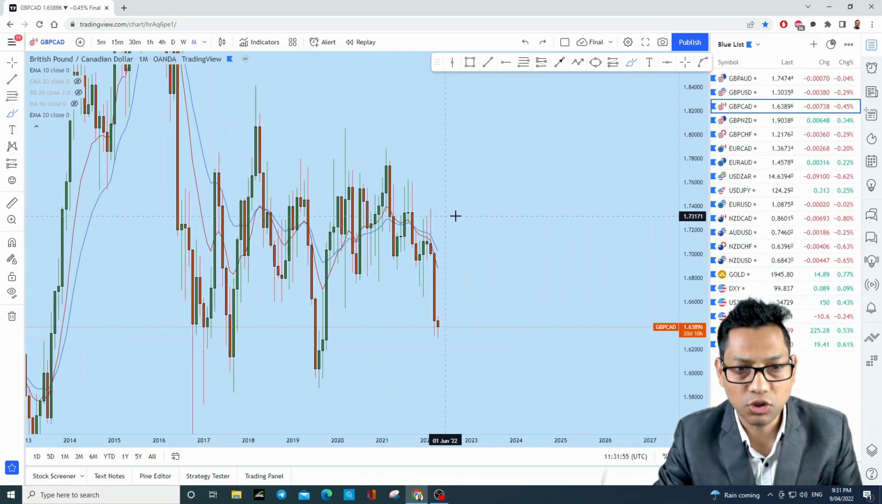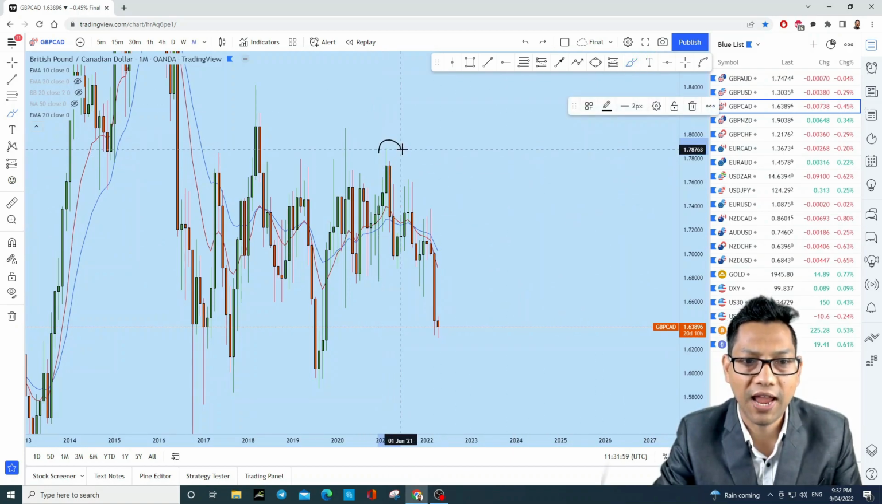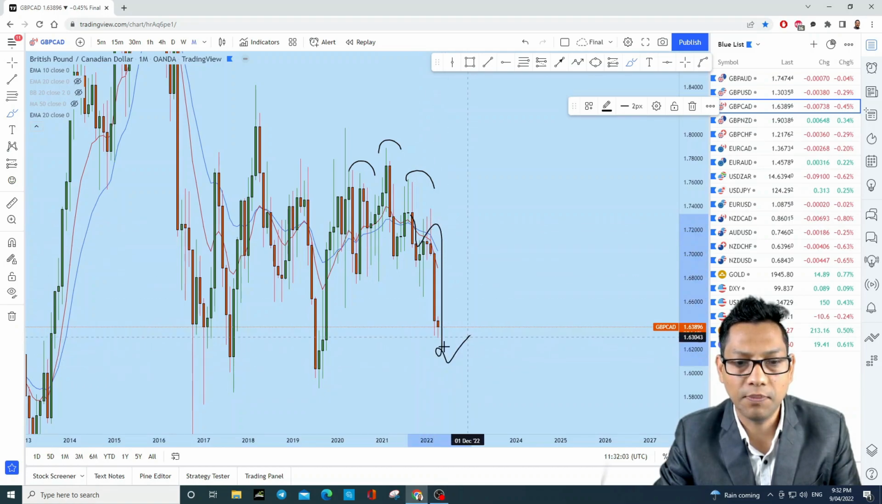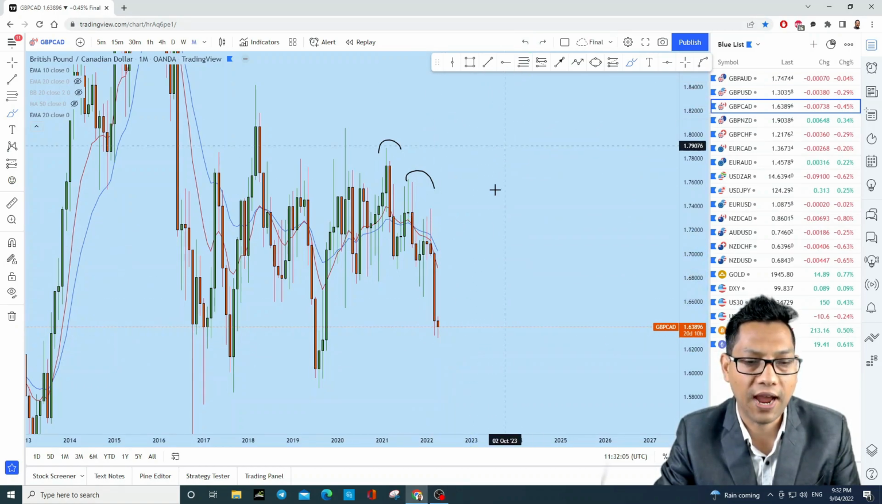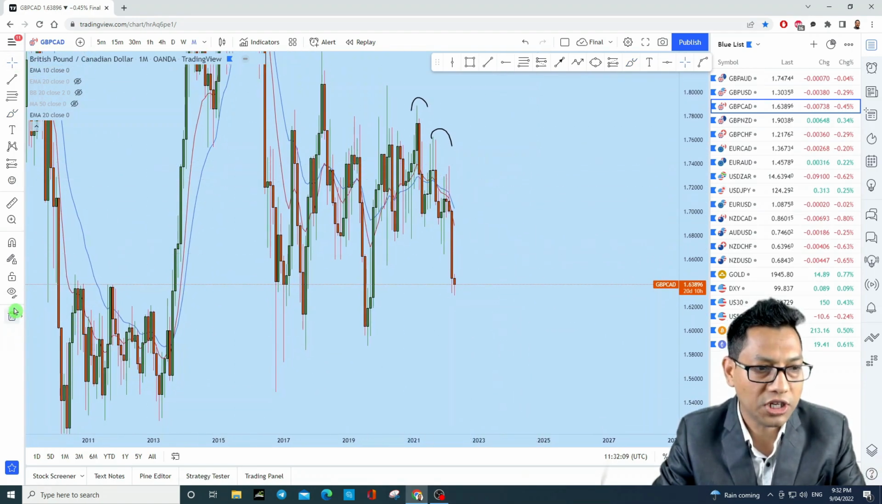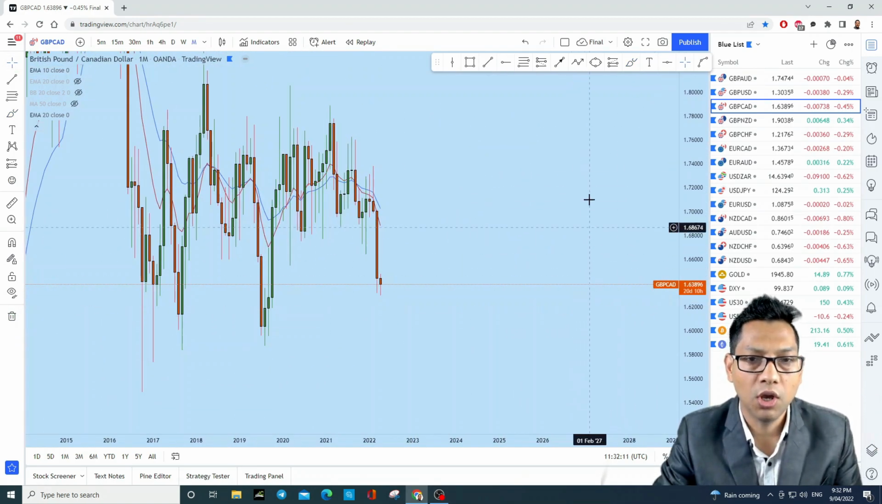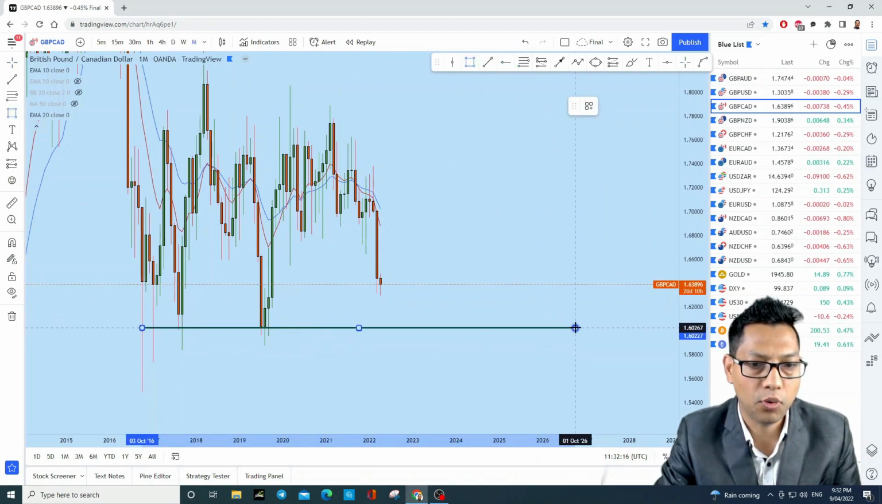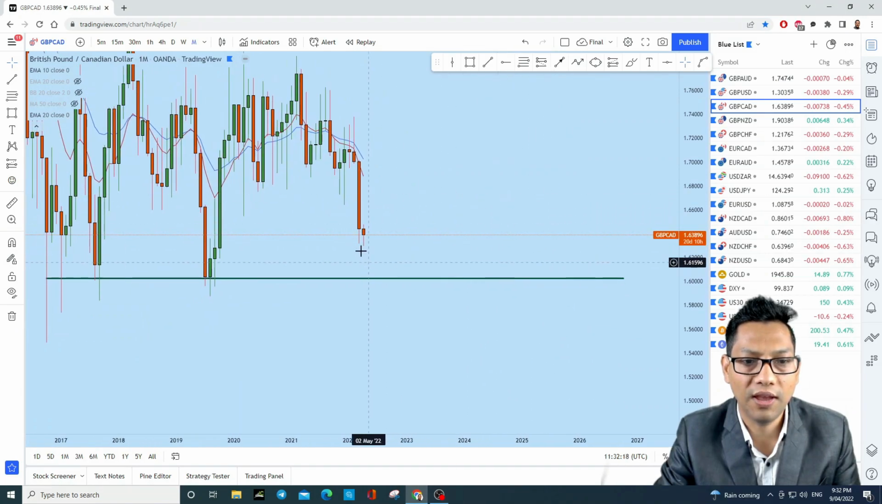Especially this zone was highly consolidating, and we see that a head and shoulders has formed in this area, and the price broke down. And from there, I think that GBPCAD, because the more consolidation, the stronger the breakout, will fall back to this level of support at least. So on the monthly, we have a big move ahead, I think.